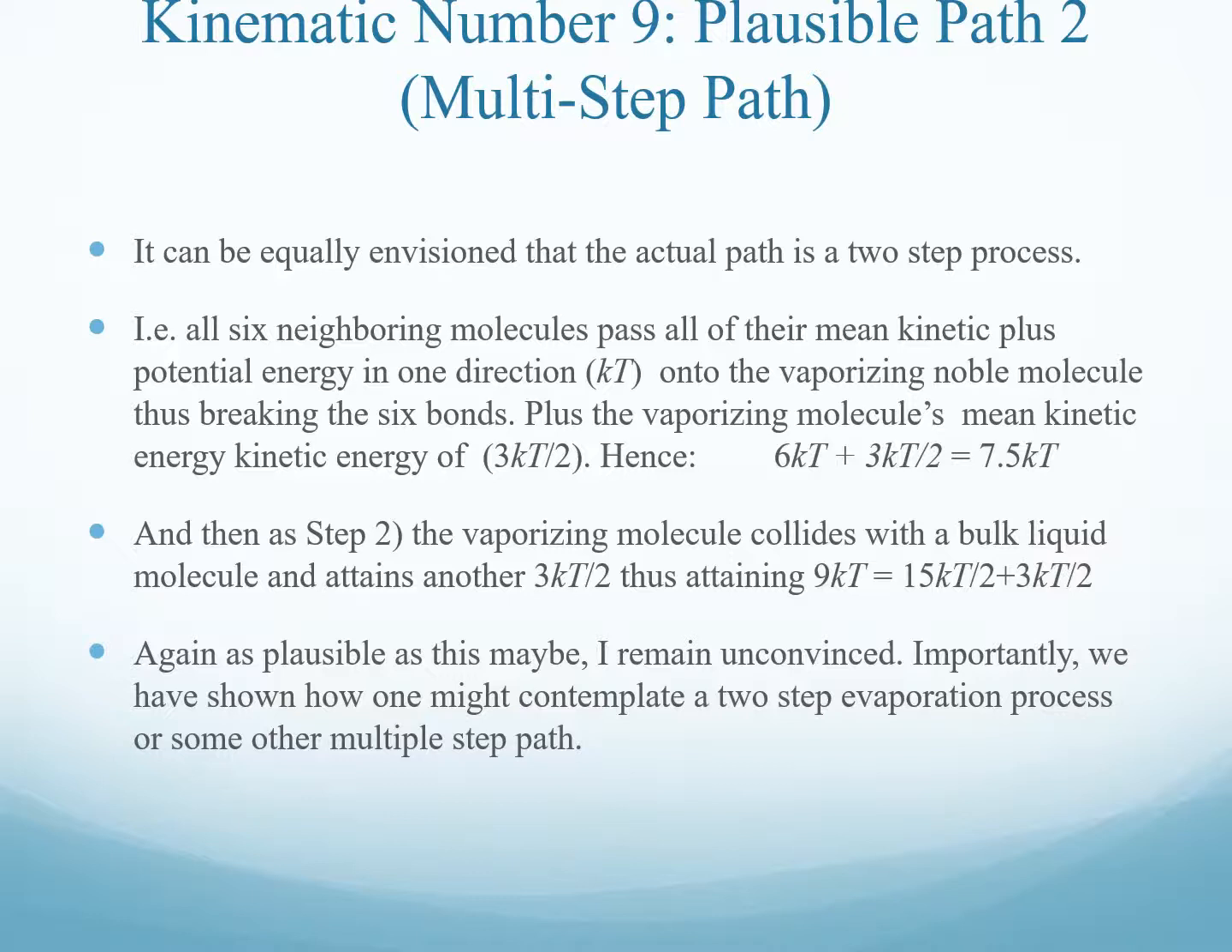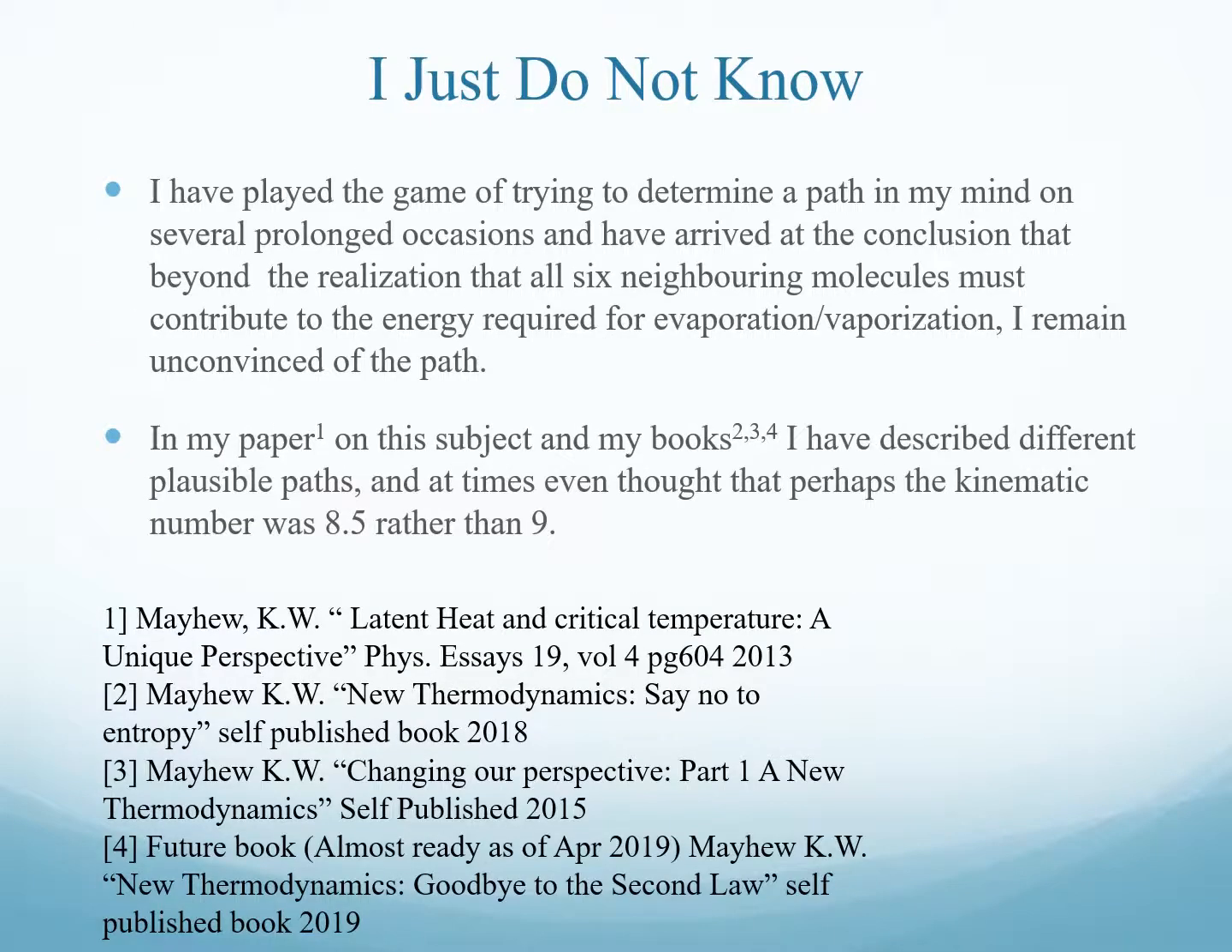Importantly, we have shown how one might contemplate a 2-step or a multi-step evaporization process. By this I mean we've defined the path. As a human, I'm far from perfect, and I just do not know the real answer to this. I have played the game of trying to determine the path in my mind on several prolonged equations, and have arrived at the conclusion that beyond the realization that all 6 neighboring molecules must contribute to the energy required for vaporization, I remain unconvinced of the path. There could be several paths that occur, okay?